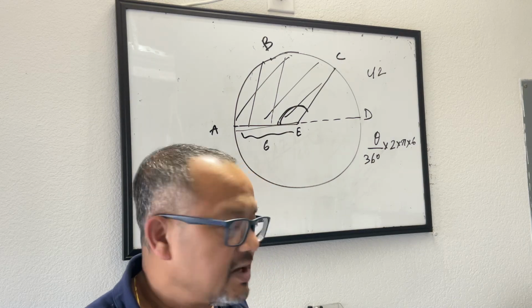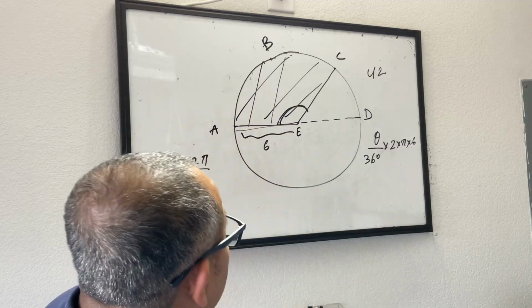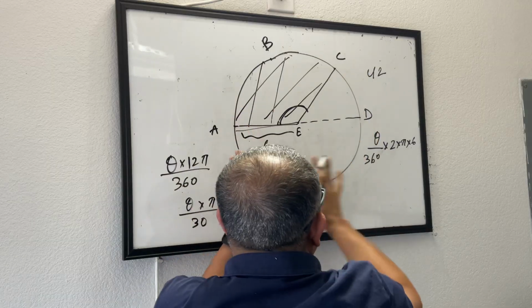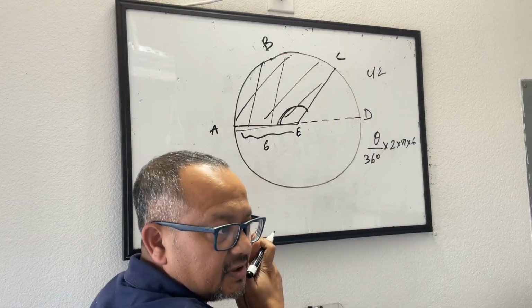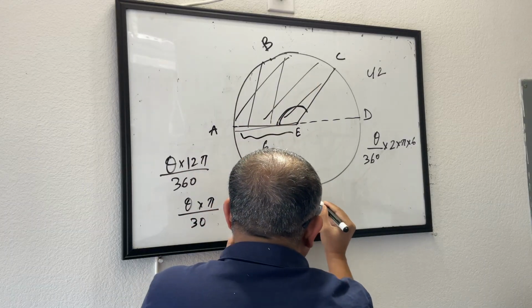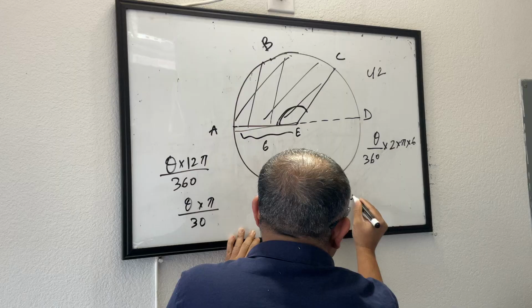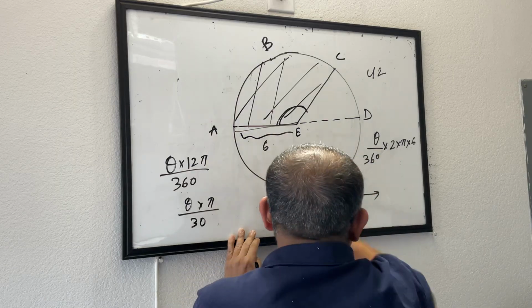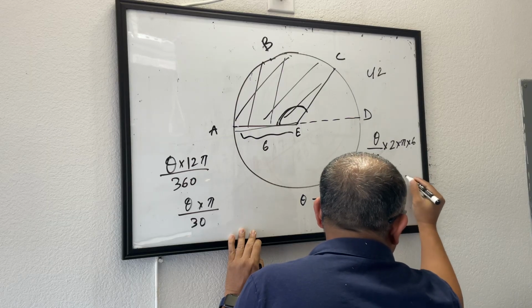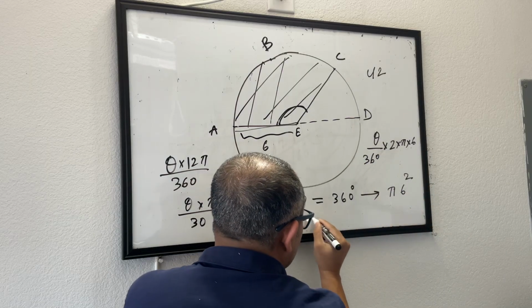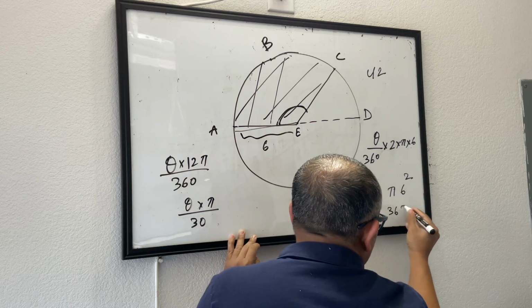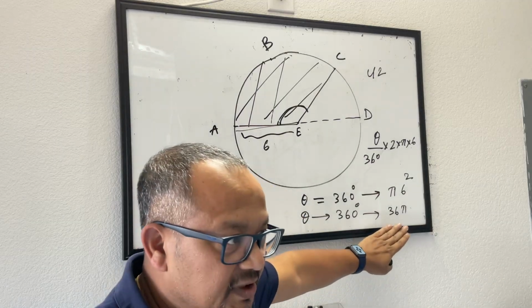Now let's find out what this theta is. If theta was 360 degrees, then we were talking about the entire area of the circle. But theta is not 360 degrees. If it were, the entire area would be pi r squared, and my r is 6, so 6 squared. So when theta equals 360 degrees, I am talking about 36 times pi. This would have been my total area, right?